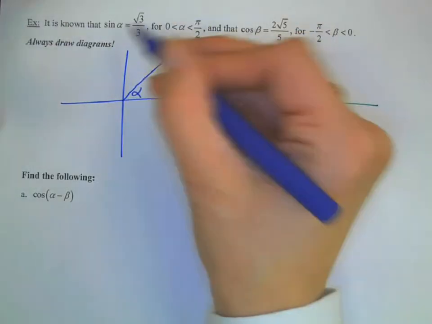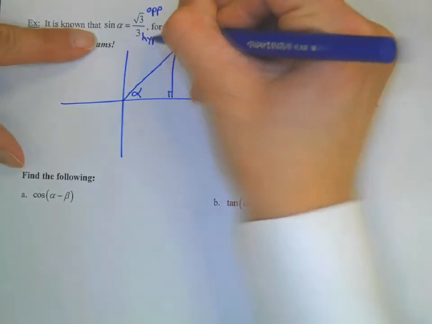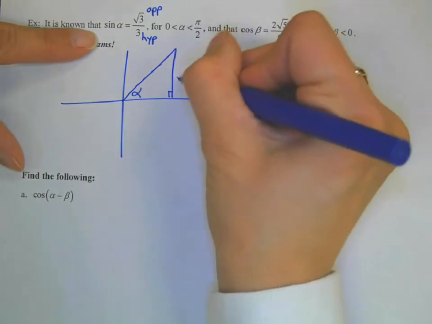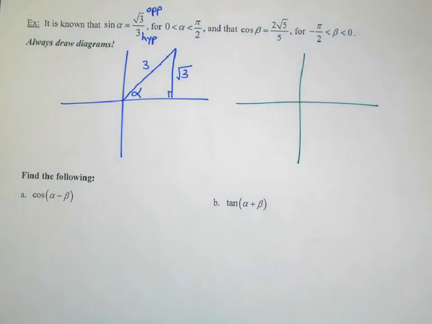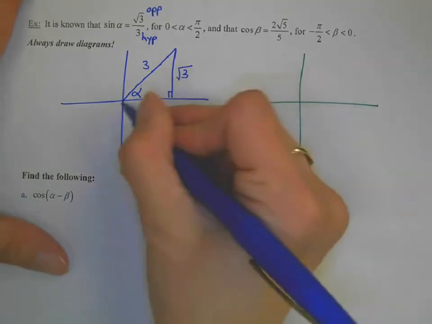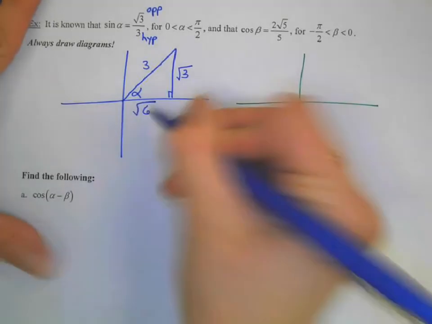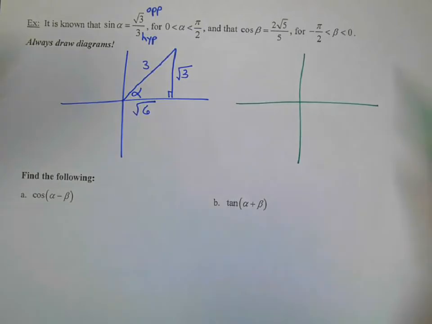Don't forget to put alpha for the alpha picture. Label your diagram. Sine is opposite over hypotenuse. So the opposite is radical 3. Hypotenuse is 3. Okay, why don't you pause the video and everybody do a Pythagorean theorem to see if you can find that side. Okay, welcome back. Did you get radical 6? Okay, good job.